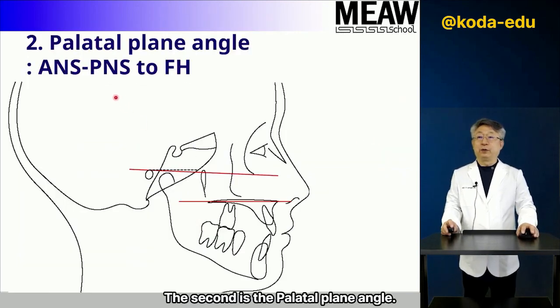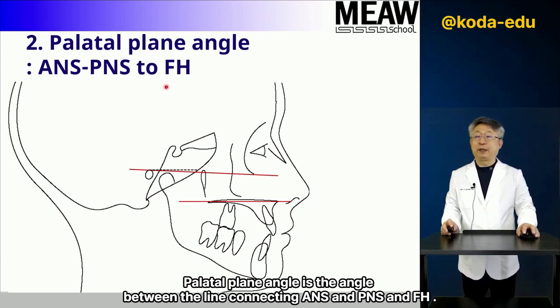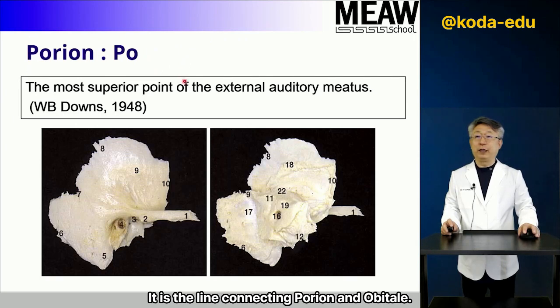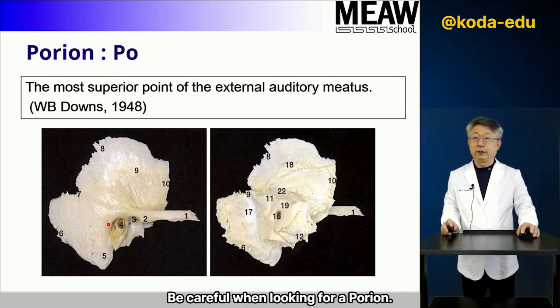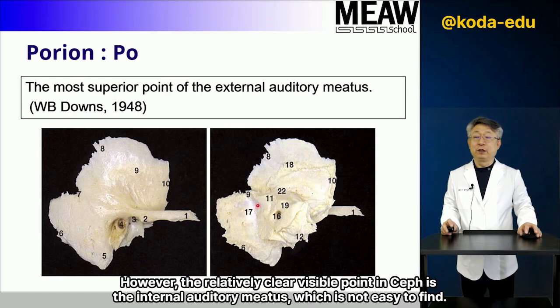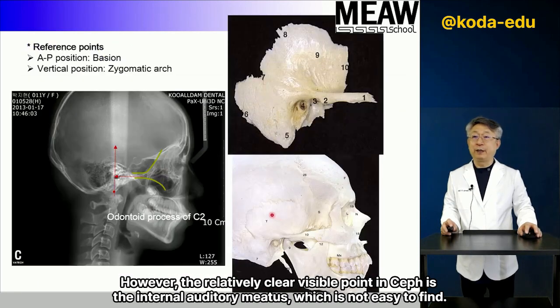The second is the palatal plane angle. The palatal plane angle is the angle between the line connecting ANS and PNS, and the FH plane. So what is the FH plane? It is the line connecting porion and orbitale. Be careful when looking for a porion. Porion is the uppermost point of the external auditory meatus. However, the relatively clearly visible point in Ceph is the internal auditory meatus, so the porion is not easy to find.